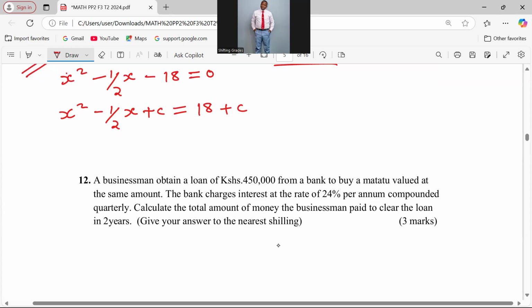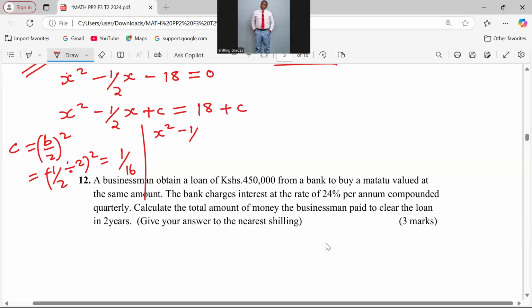All right. So at this point now we get C. And how do we get C? C should be given by b over 2 squared. What is b? b is negative half. We divide it by 2, then we square. This will be negative 1 over 4 squared, which is 1 out of 16. Therefore, x squared minus half x plus 1 over 16 equals 18, also plus 1 over 16.